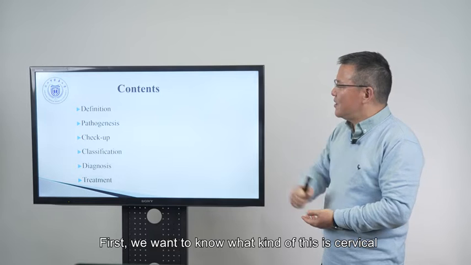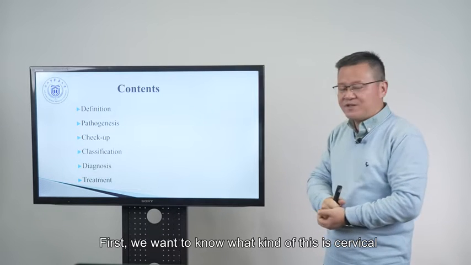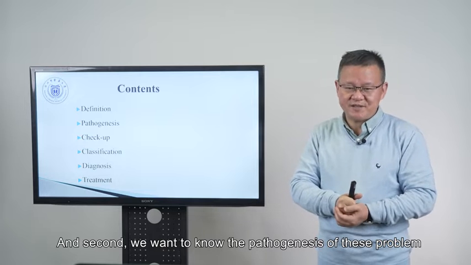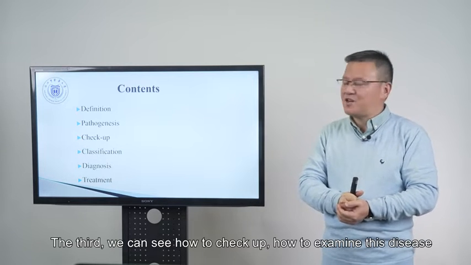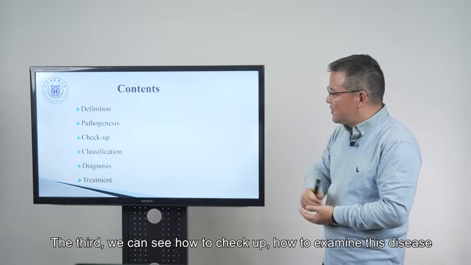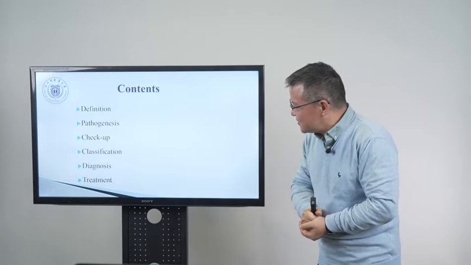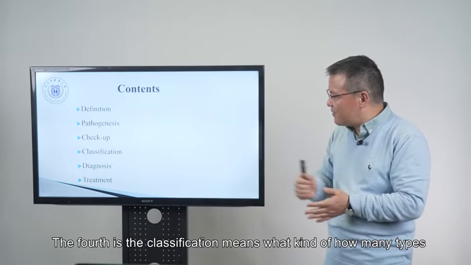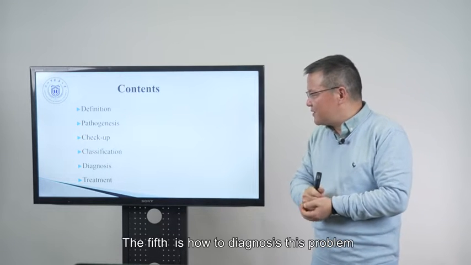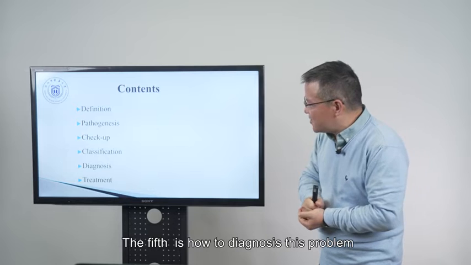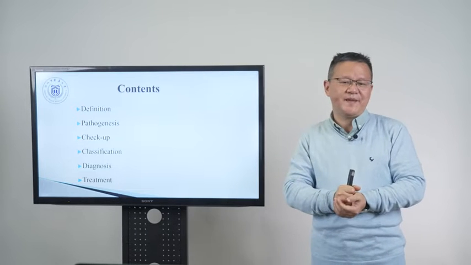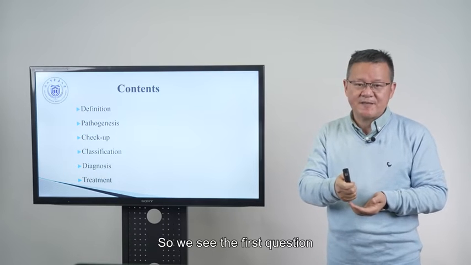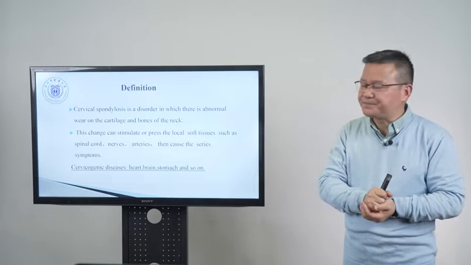First, we want to know what kind of disease cervical spondylosis is, and second, the pathogenesis of these problems. Third, how to check up and how to exercise for this disease. The fourth is classification, meaning how many types. The sixth is diagnosis, how to diagnose this problem, and the last one is how to treat this disease. So we see the first question.